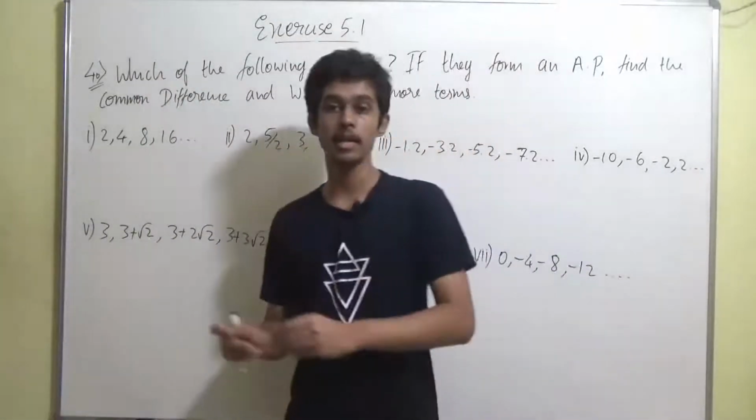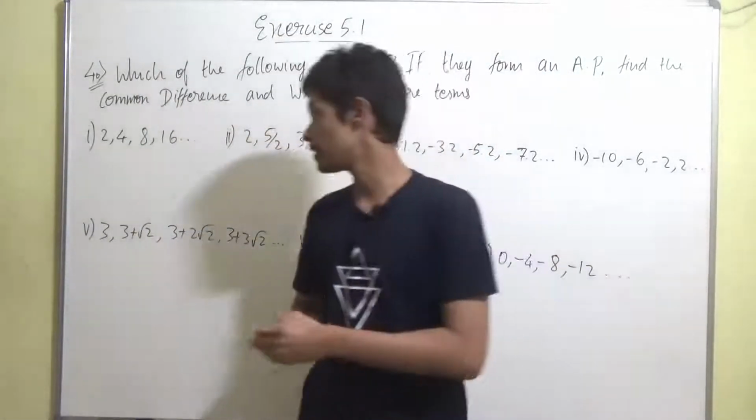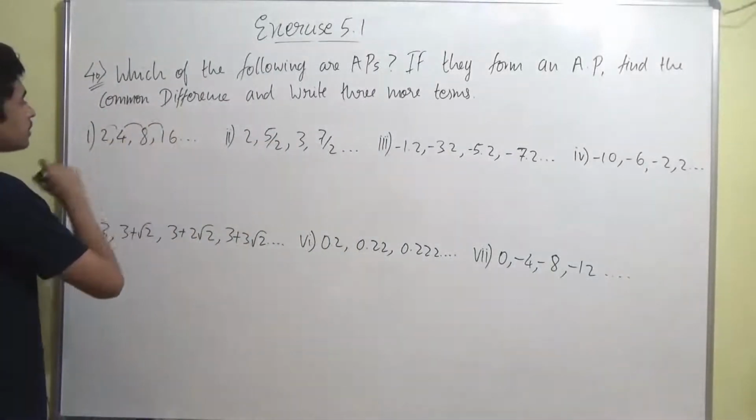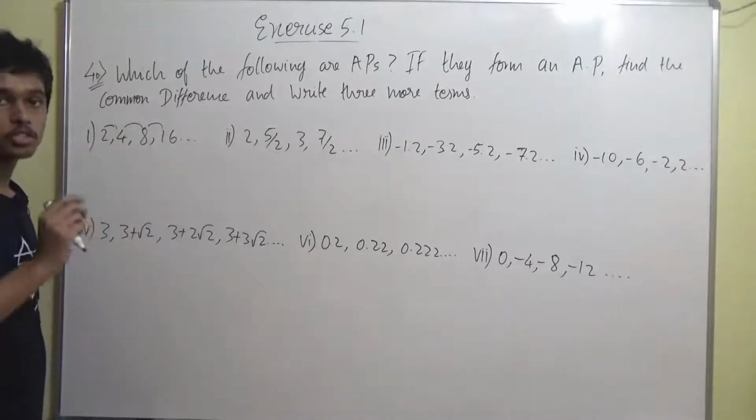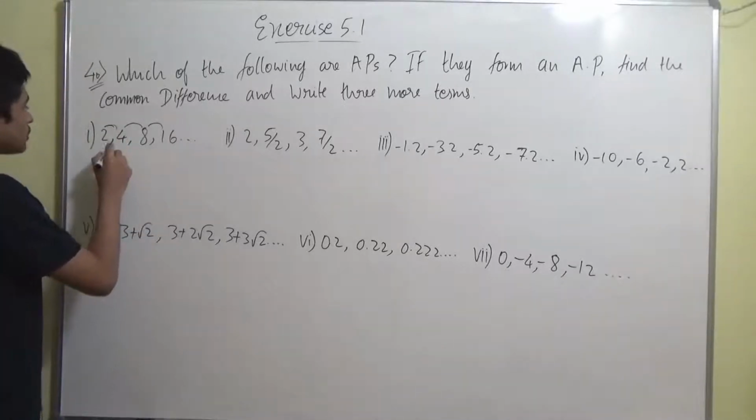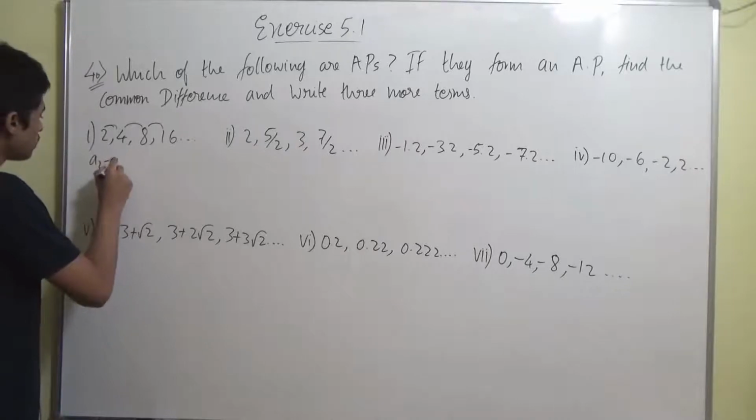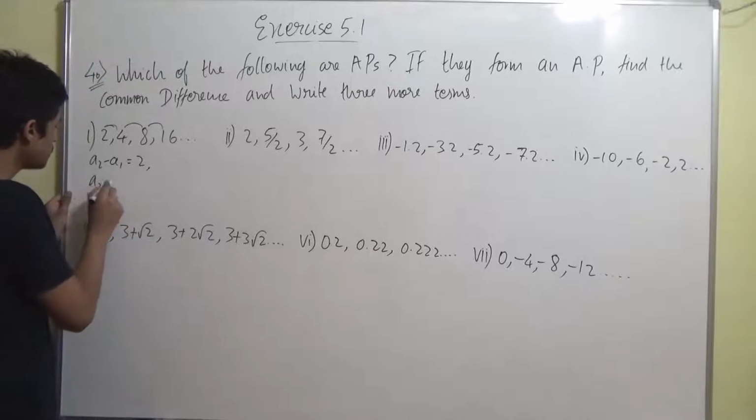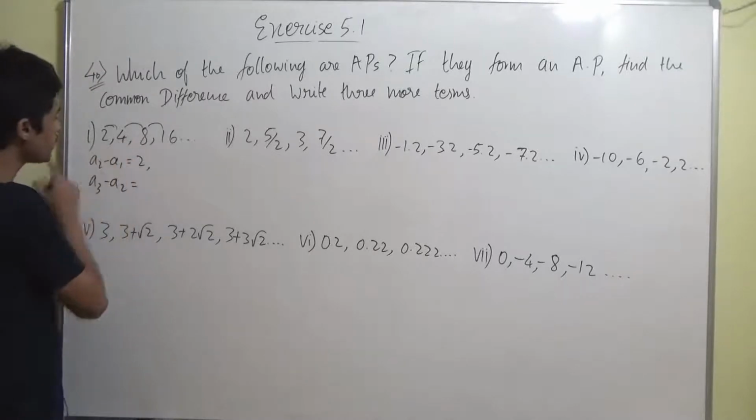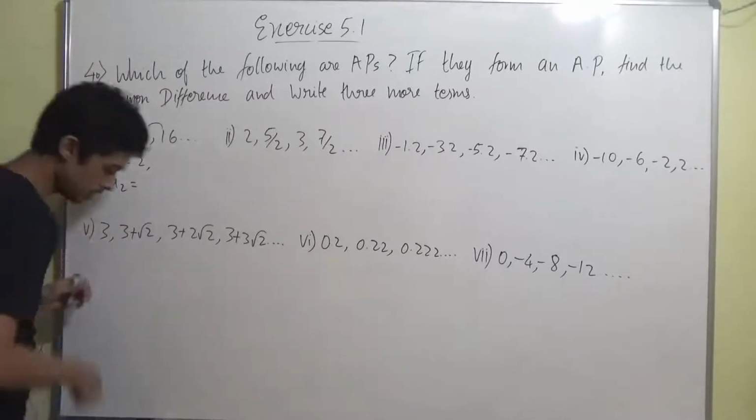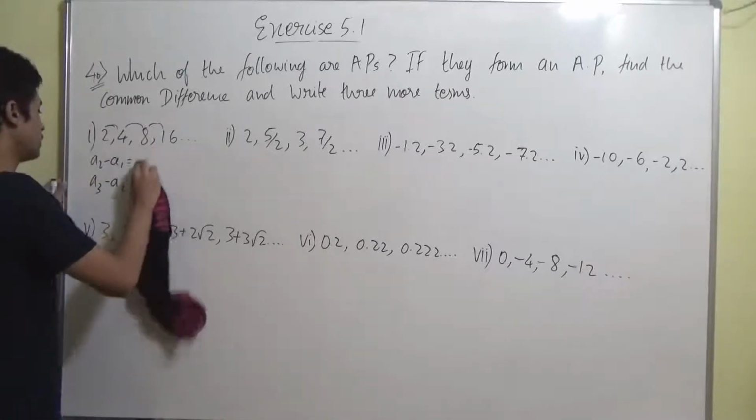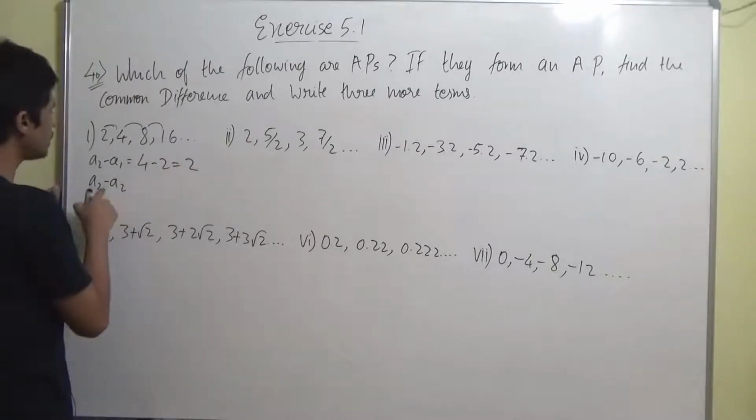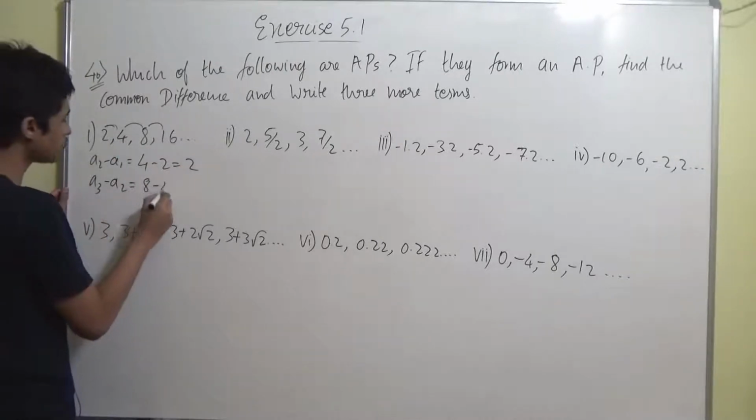The difference should be the same throughout all the terms. That is, the difference between these two terms, all the differences should be the same. Here the difference a2 minus a1 is 4 minus 2, that is 2. Here a3 minus a2 is 8 minus 4, which is 4.